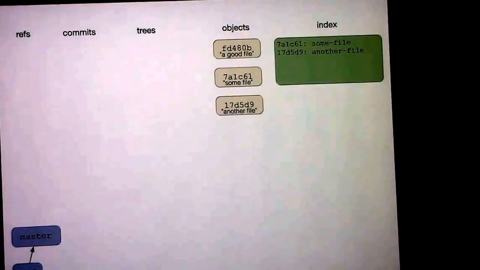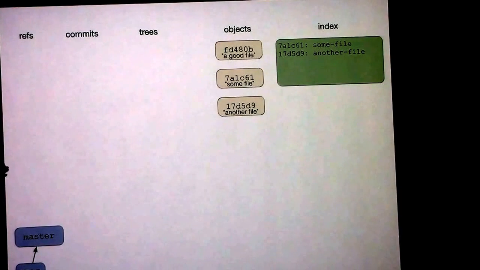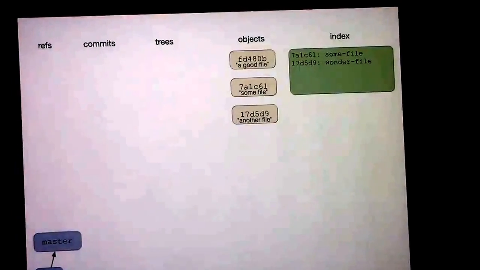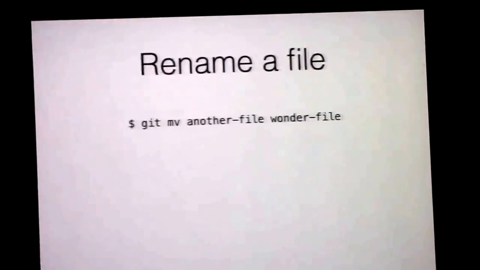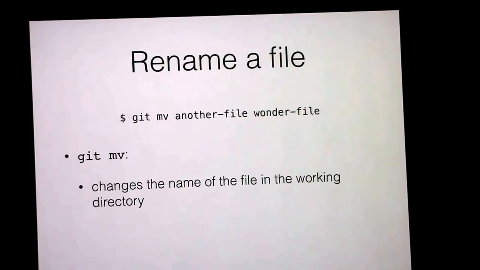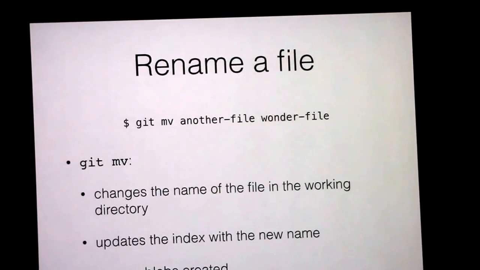We add a new file, and it's in the index. Now watch the index again. When we run a git move, it just changes what's in the index. There's no new blobs created, nothing else like that. So this is git move. Changes the name, the working directory, and updates the index, and that's it. No new blobs.